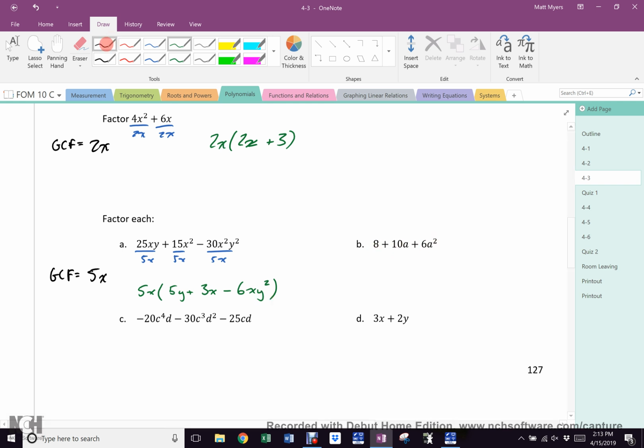Okay. What is the GCF here? 2. Divide by 2, divide by 2, divide by 2. Rewrite. 2, bracket. 4 plus 5a plus 3a squared. Yeah? Third, GCF equals 5CD. Why only one C and one D? I can see there's 4 C's there. Because the last guy only has 1 to give. Why only 1 D? Same thing.